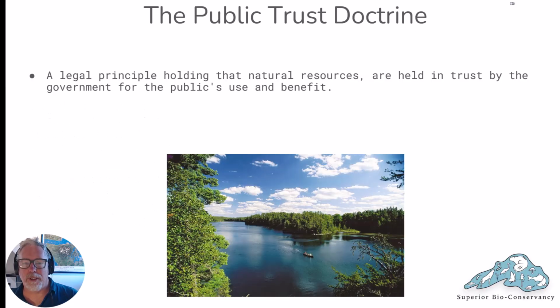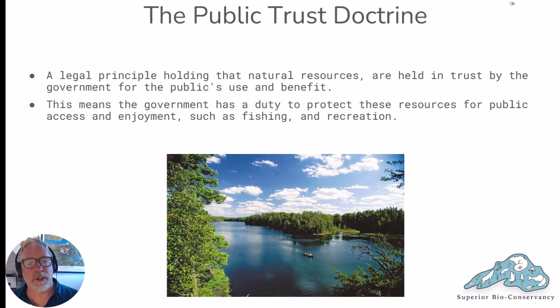Now I want to discuss the public trust doctrine. This is a legal principle holding that natural resources are held in trust by the government for the public's use and benefit. This means the government has a duty to protect these resources for public access and enjoyment, such as fishing and recreation. And of course, its specific application varies by state, as do many things within the U.S.